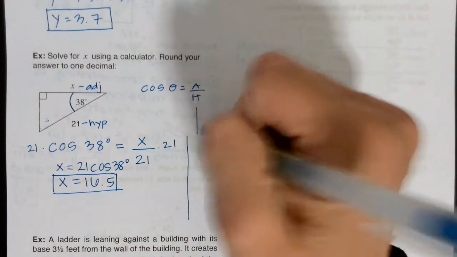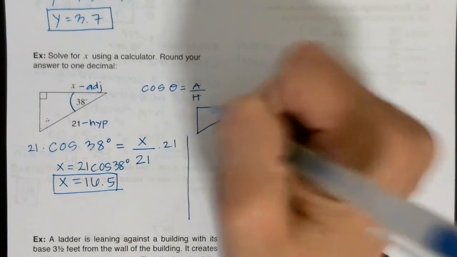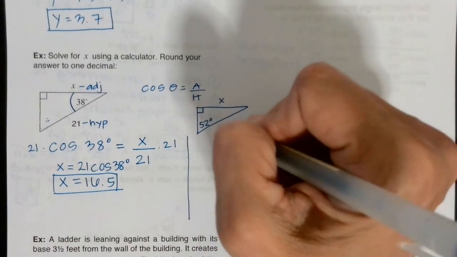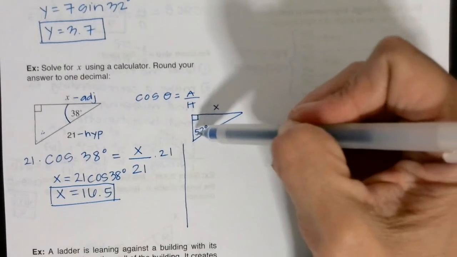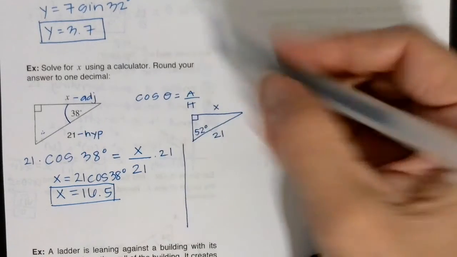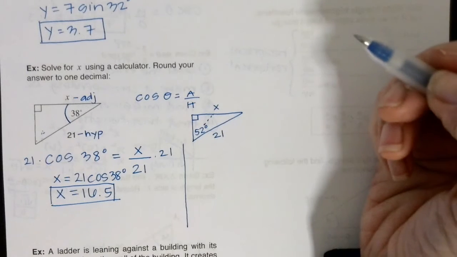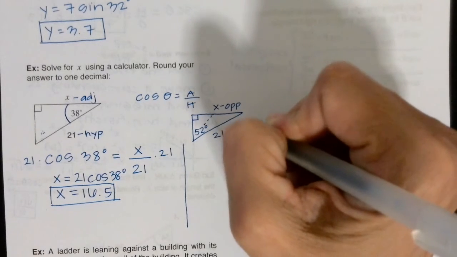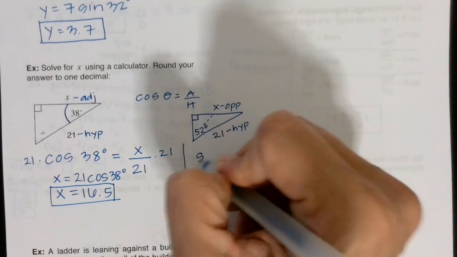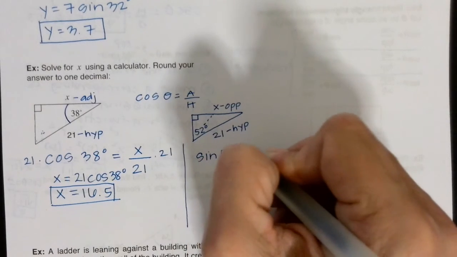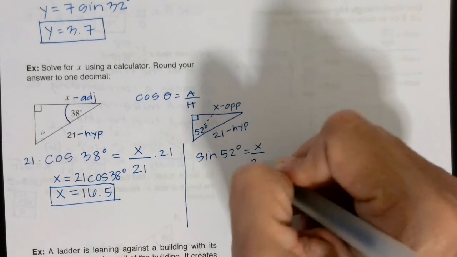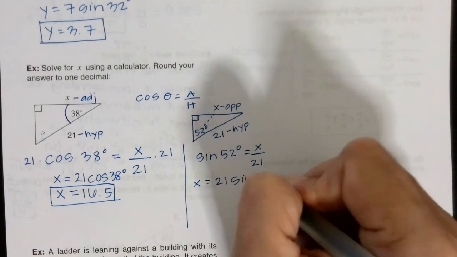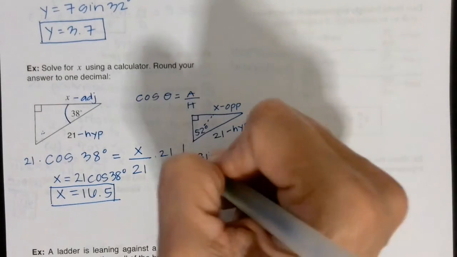So I'm drawing a separate triangle just because I want you guys to see it this way. So this is 52 degrees, this is X, and this is 21. Now, if I wanted to use this angle instead of this angle, look at X. Is X still the adjacent side? No, now it's the opposite side, but 21 is still the hypotenuse. If I had this, it would be the sine of 52 degrees equals X over 21. So then X equals 21 sine 52 degrees, right? Times both sides by 21.